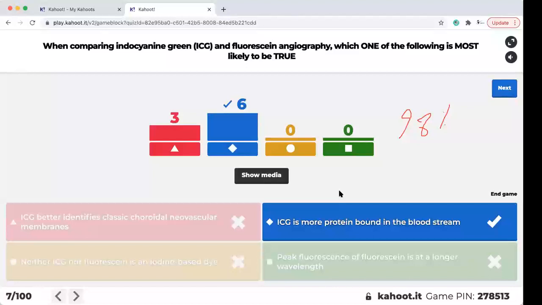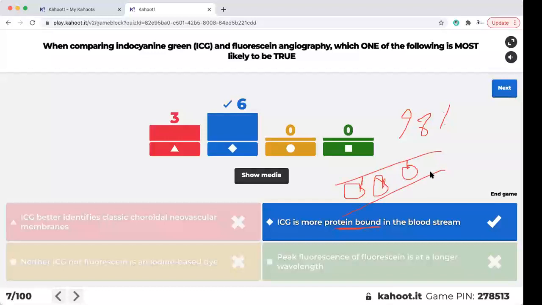So actually ICG is superior to fluorescein for the choroidal circulation for two reasons. First of all, it is bound to plasma protein, 98% of it. It is bound to the albumin present in the blood. And here is the ICG molecule.